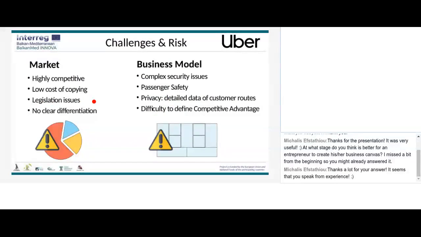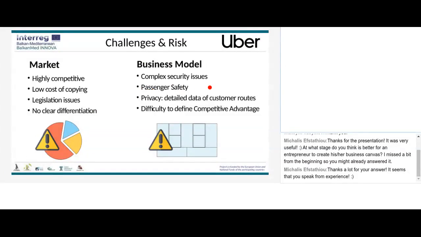And there is no clear differentiation between each company in this market. It's hard to identify competitive advantage. Now the risks of this business model and the challenges: there are complex security issues in the system. Someone might hack the GPS, and through this they can manipulate the price, which is one issue that has to be addressed really, really well.